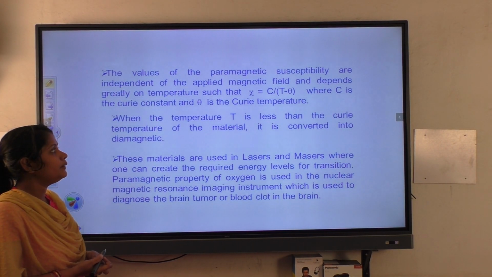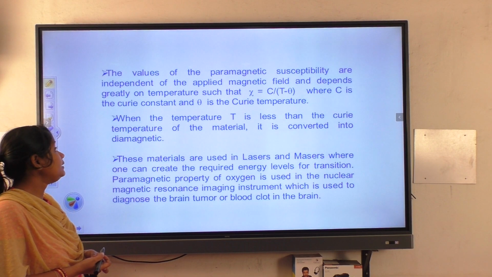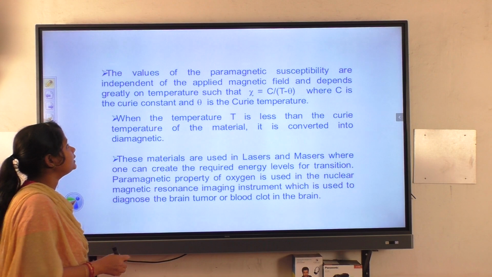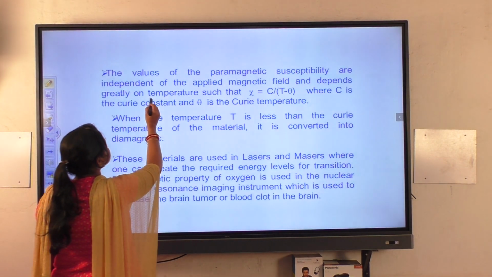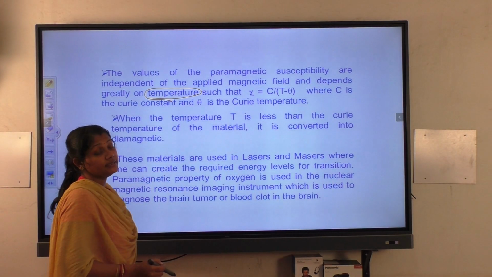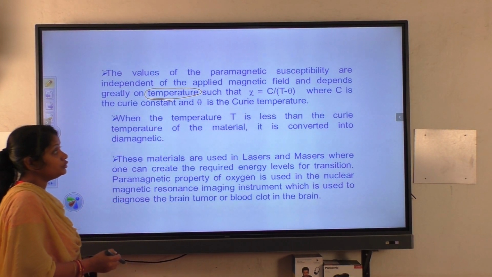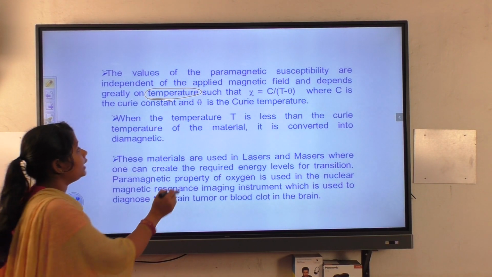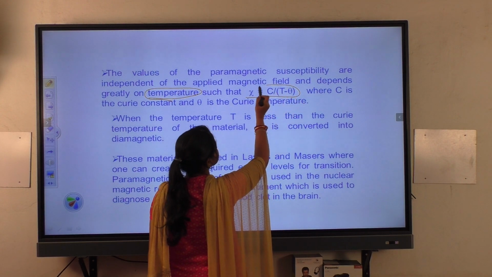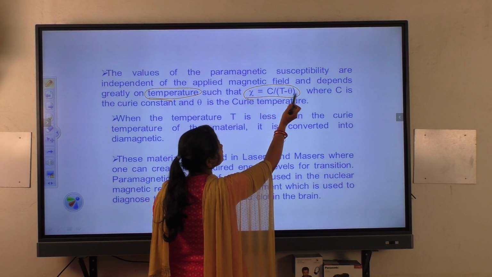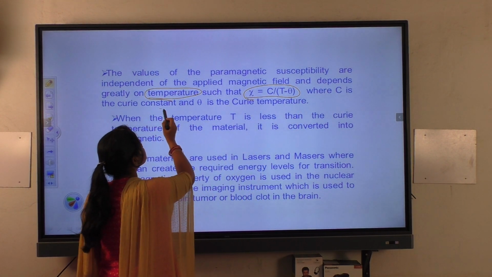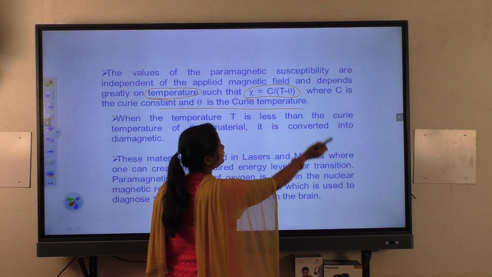Next, going to the next slide, we will observe that the value of the paramagnetic susceptibility is independent of the applied magnetic field and depends greatly on temperature. In the case of paramagnetic material, the value of susceptibility greatly depends on temperature. We can say it is inversely proportional to the temperature. We can represent the magnetic susceptibility as chi equals C by T minus theta, where T is the temperature, C is the Curie constant and theta is the Curie temperature.